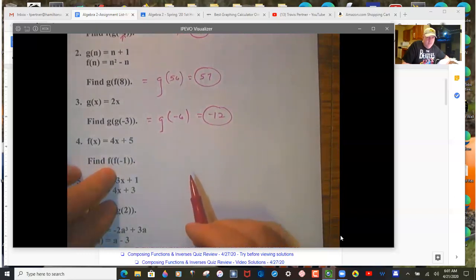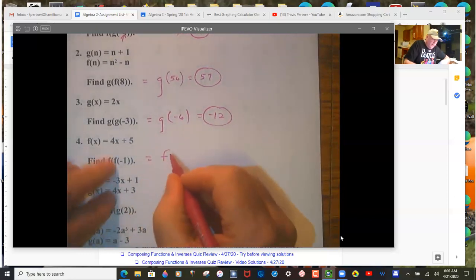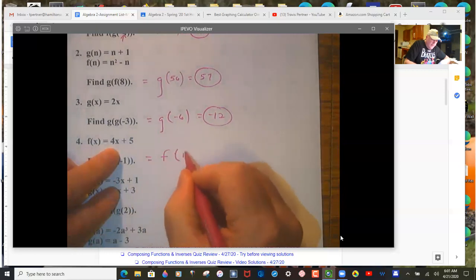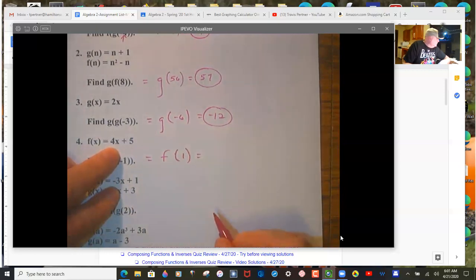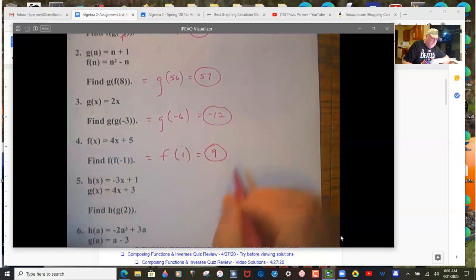F of negative 1, same way here. So negative 1 will go in, and that becomes 1. Okay, so negative 4 plus 5 is 1. F of 1, that would be 9.